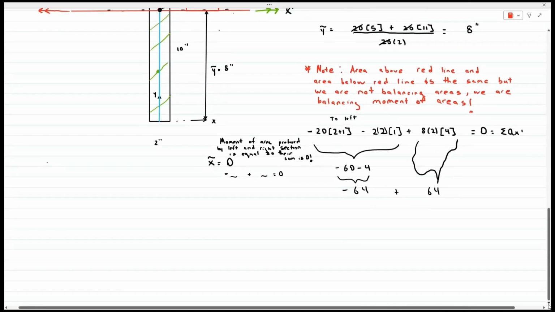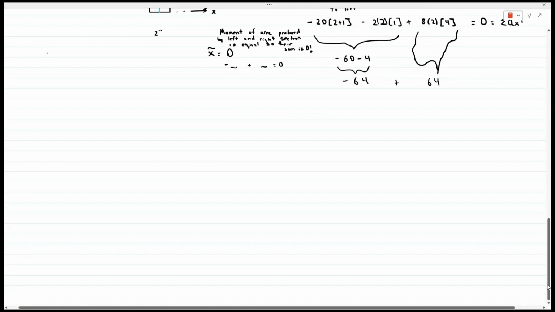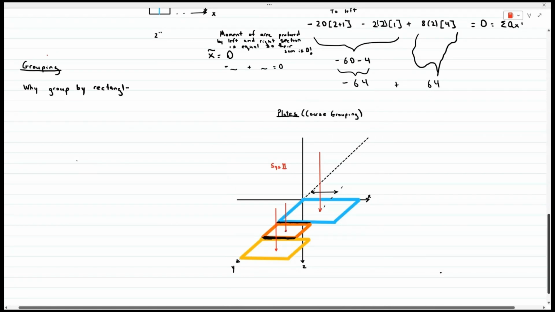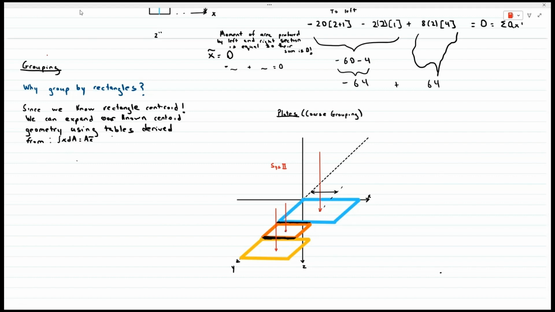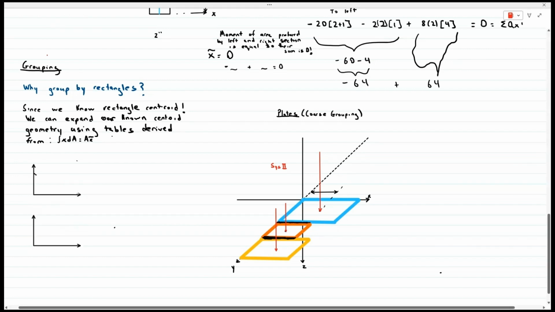What's also important is the idea of grouping. Why did we initially group the plates by rectangles? Since we know a rectangle's centroid, we can place those forces at certain points, and we can expand our knowledge of centroid geometry using tables, which are derived from this calculus relationship, which is just a statement of the sum of the moments of areas being equal to the moment produced by the total area placed at x bar away. Same thing for y bar.